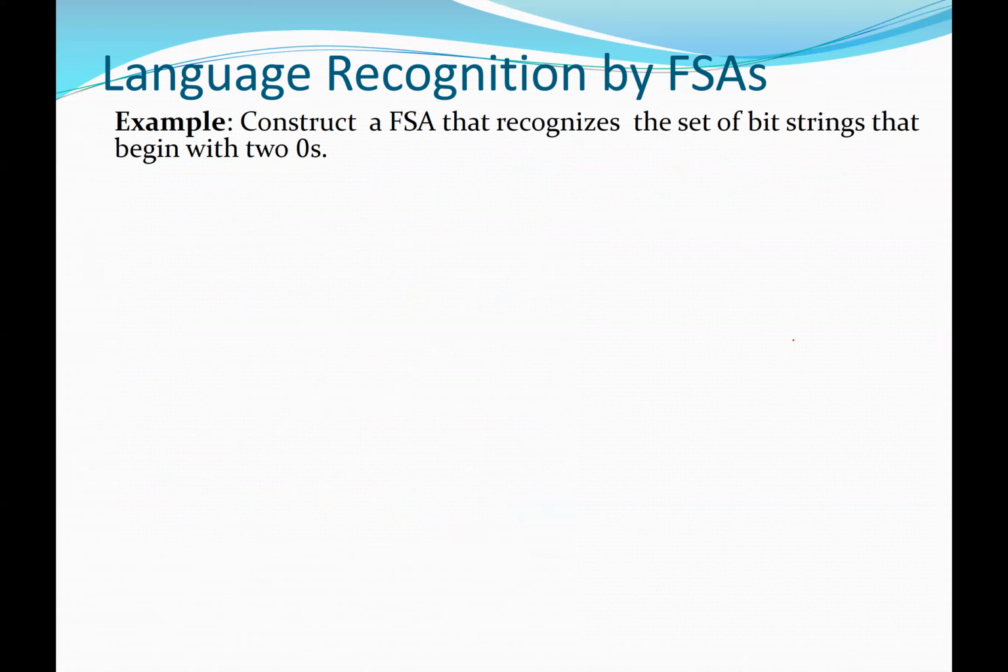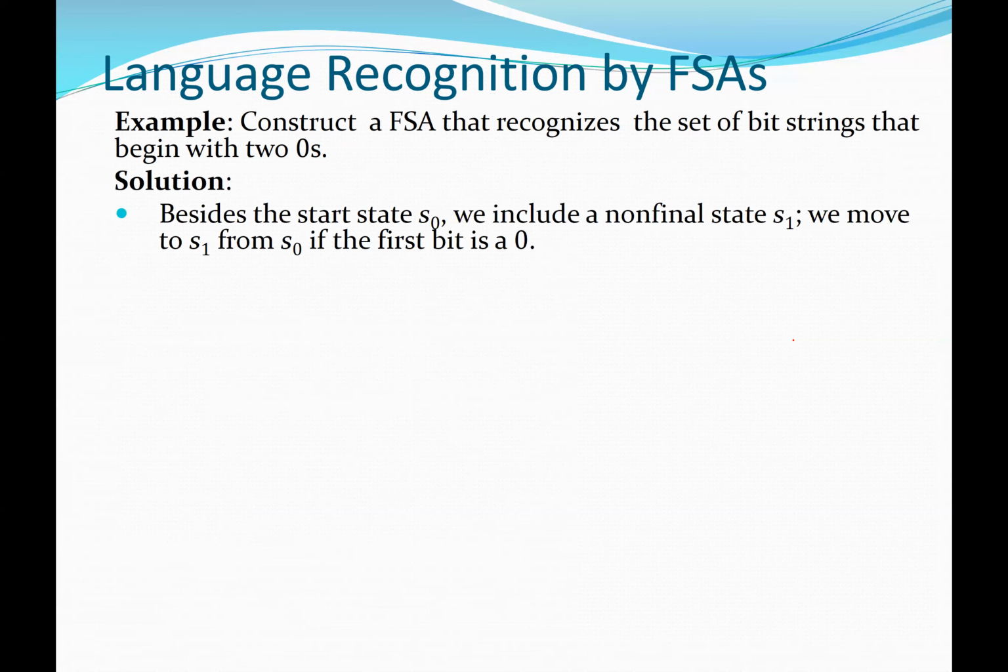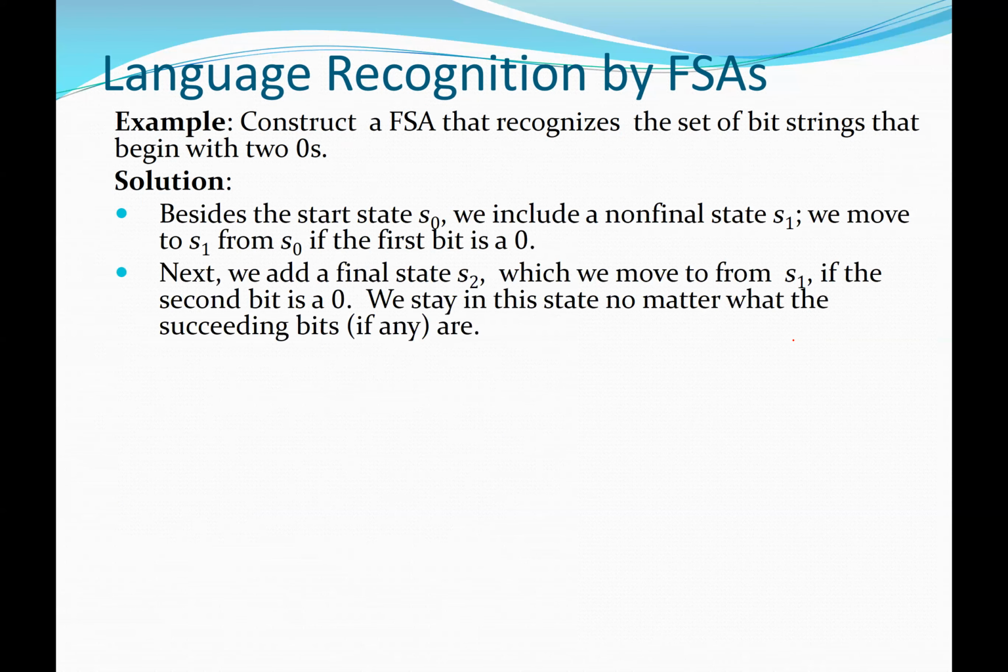Here's the example. We want to construct an FSA that recognizes the set of bit strings that begin with two 0s. What that means is that it has to be 0, 0 right away, because it begins with two 0s. So you have the start, and then S0 goes to S1 on a 0, and then S1 goes to S2 on another 0, and done. That's the final state.